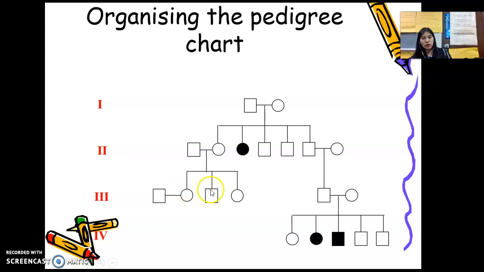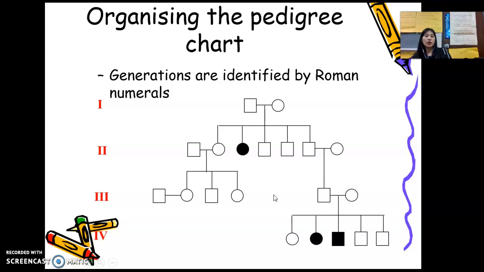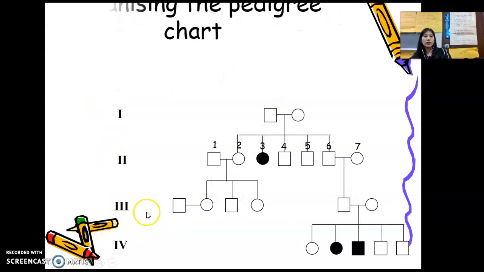And now we are in generation 3 here, right? So both of these and you, you are what? You're cousins. You're in generation 3. And we have your siblings. You get married. These are your children, the future we have. So the generation is always shown in Roman numerals. 1, 2, 3, 4, right?